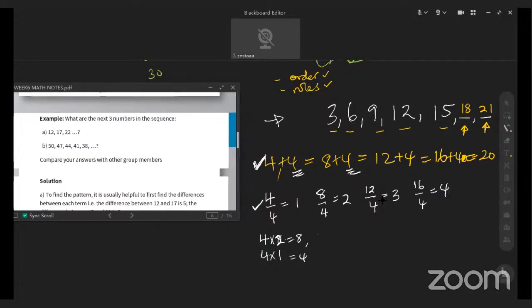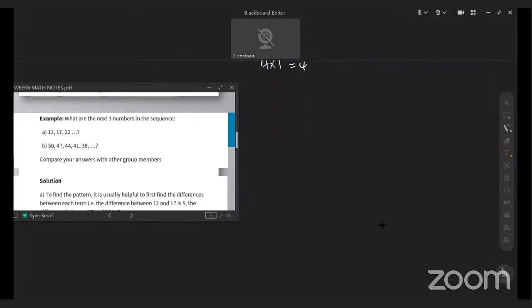Okay. So take an example. We have, for example, 12, 17, and 22. And they are telling you to find the next number in the sequence. What are we supposed to be doing in such a case? How can you get the next one in the sequence? Can someone help us here? How can we get the next number in the sequence here?